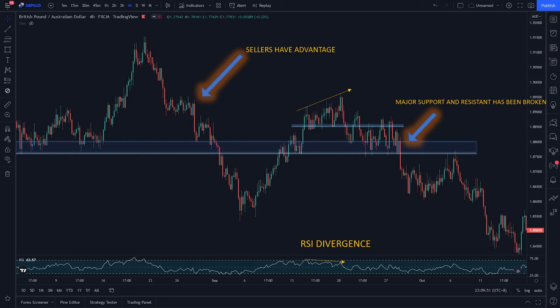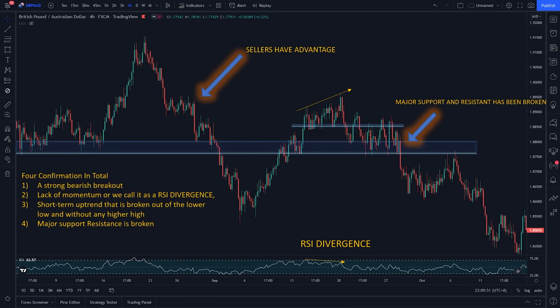So now we have a judgment in our favor. Our first confirmation is a strong bearish breakout. The second confirmation is a lack of momentum, which we call RSI divergence. The third confirmation is a short-term uptrend that has broken out to a lower low without any higher high. Here we have a fourth confirmation, that is, a major support and resistance is broken. So we have 4 confirmations in total. At this time, I am more confident with this trade.